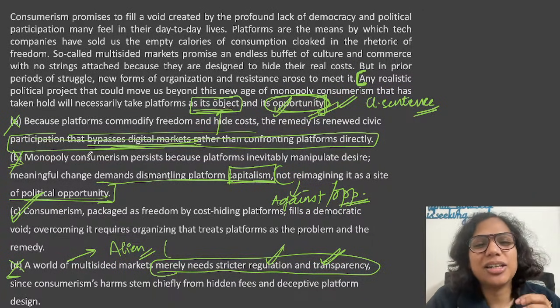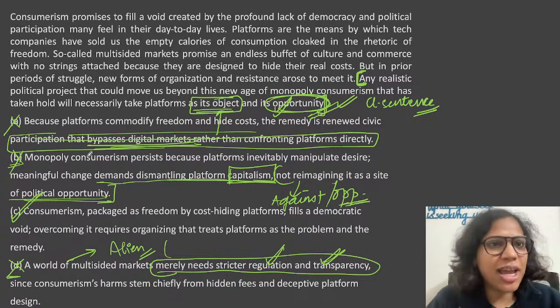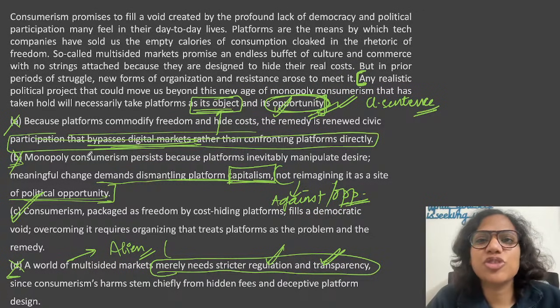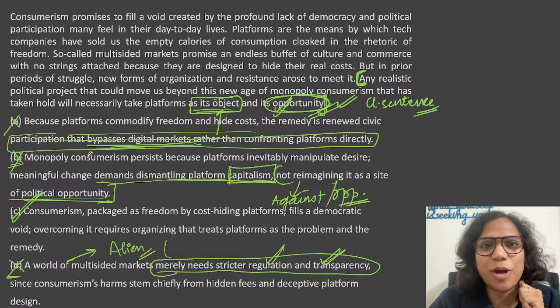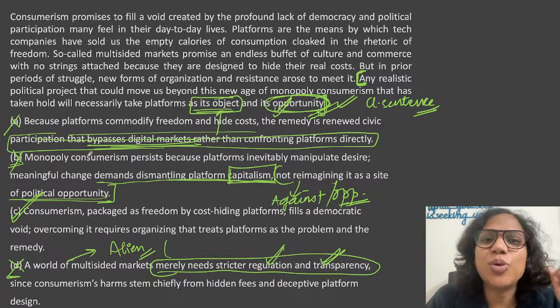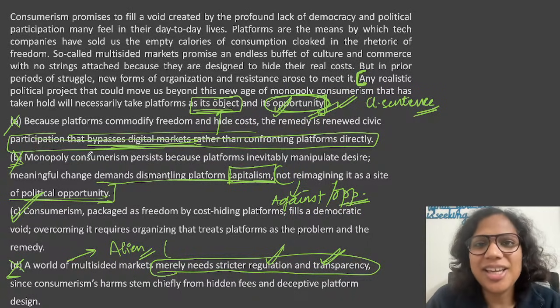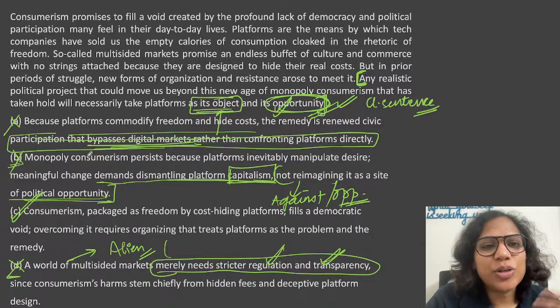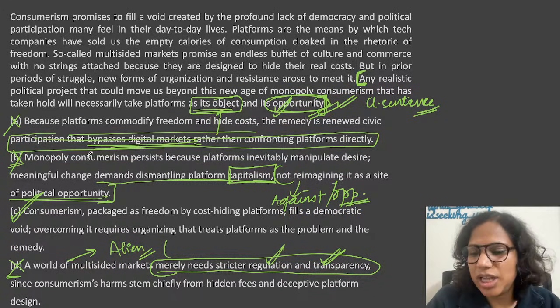तो consumerism क्या करता है ना, we kind of try to fill this void by purchasing more and more. हमें लगता है कहीं तो कंट्रोल है हमारी लाइफ में. Oh, here I have power. Maybe I don't have power in terms of political participation, but here I can buy stuff for myself. I have that power. So this is what consumerism does to you. It promises to fill a void created by the profound lack of democracy and political participation that many feel in their day-to-day lives. Okay, and platforms, basically it is talking about Amazon, Flipkart, Nykaa, Myntra, ये सब.